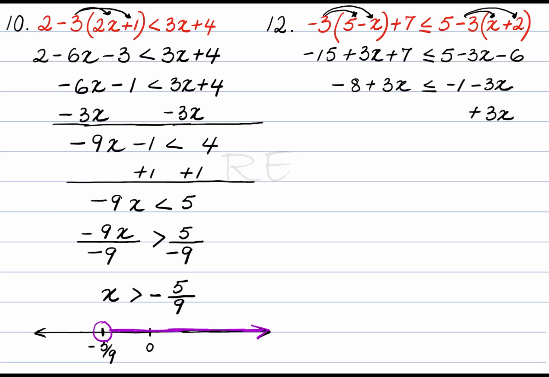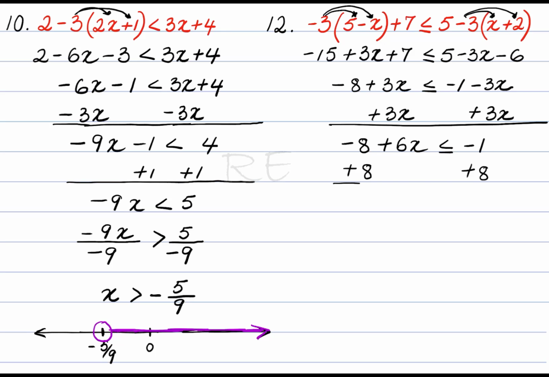Add 3x to both sides. The result is -8 plus 6x less than or equal to -1. Add 8 to both sides. That'll become 6x less than or equal to 7. And now we just have to divide by 6 to isolate x. x is less than or equal to 7/6.